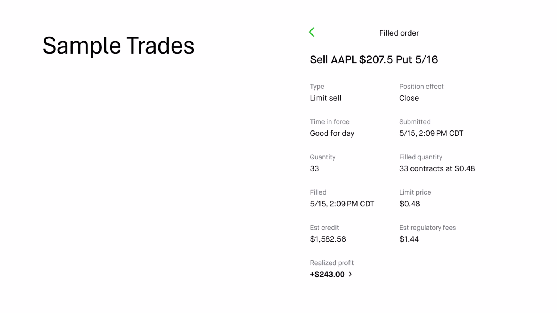This is one sample trade I took this week, on 15th. Here, if you look at it, I bought like 33 quantities of contracts at $41 a contract, and I was able to sell it for 48. So it's like a small gain, but for a large number of quantities.